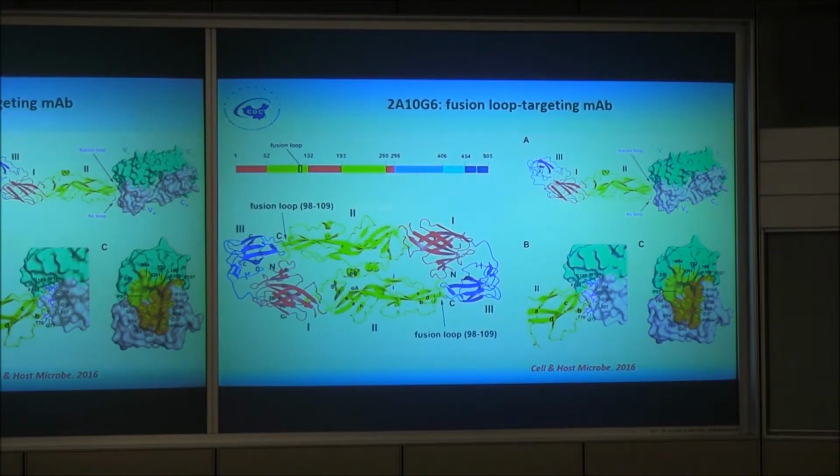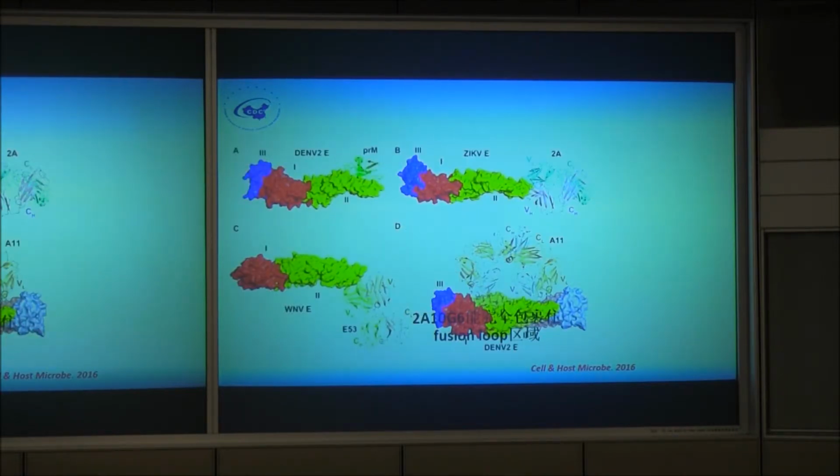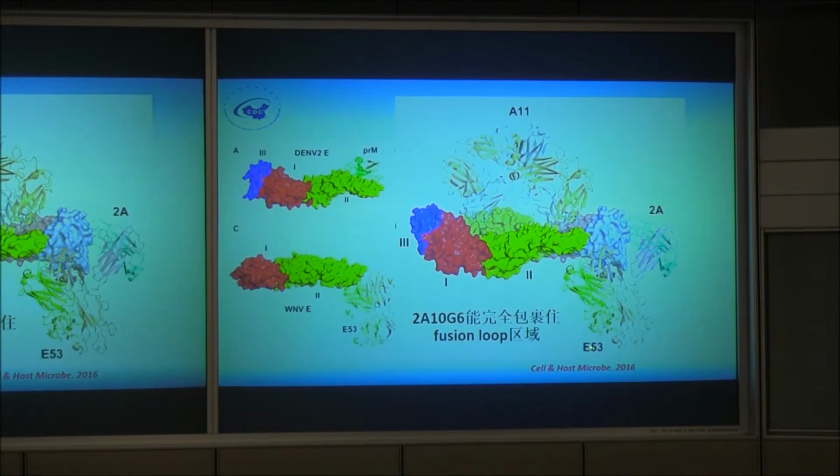There are tons of fusion loop targeting antibodies. We confirm this one, and they bind very well. So far, we have 3 antibody complexes with E. This is the dengue one from Gavin Screaton and Felix Rey's group. They target this loop as a very good neutralizing antibody, and they bind the fusion loop. Another one is for West Nile virus, another antibody called E53. They touch the fusion loop, but not like 2A. 2A totally covers the fusion loop.